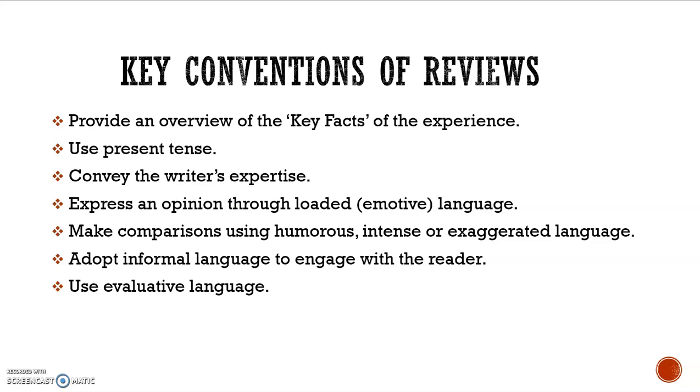Here comes a question: what kind of characteristics do you follow for writing a good review in your exams? The first characteristic is to provide an overview of the key facts of the experience. For example, you are giving a whole summary of an experience or some of the key points that you want to share with your readers. Second is use present tense. Why do we use present tense in your reviews? It is basically because we have experienced something and we want to make this experience live for your readers. You use present tense. So basically we are connecting with the readers.